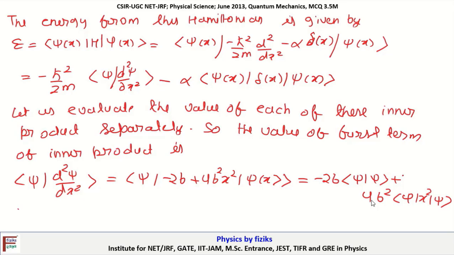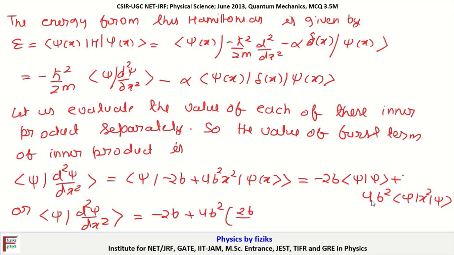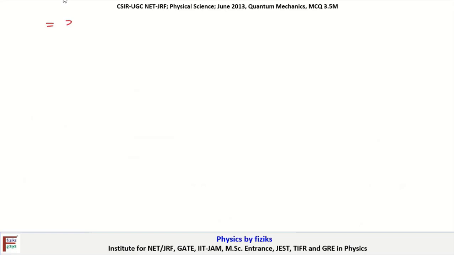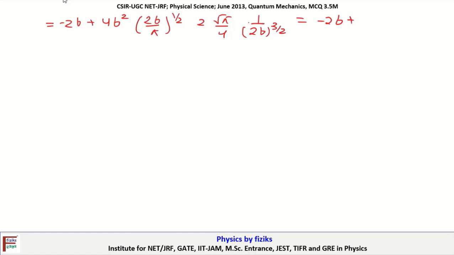Now, psi d square psi by dx square equals minus 2b plus 4b square, 2b by pi to the power 1 by 2, integral minus infinity to infinity of x square e power minus 2b x square dx, equal to minus 2b plus 4b square, 2b by pi to the power 1 by 2, 2 root pi divided by 4 into 1 by 2b to the power 3 by 2, which turns out to be minus 2b plus 4b square divided by 1 by 4b, equal to minus b.